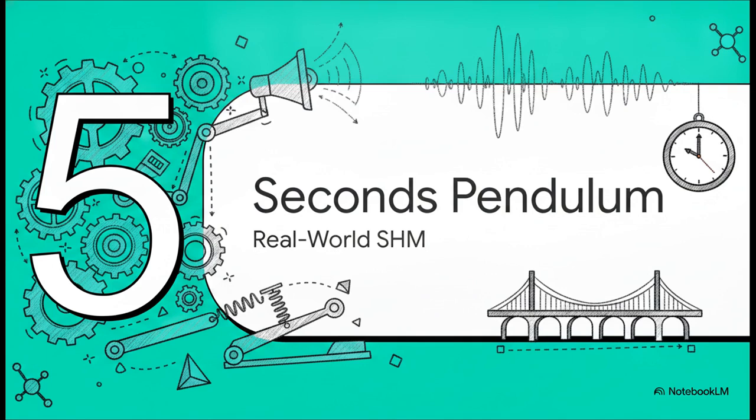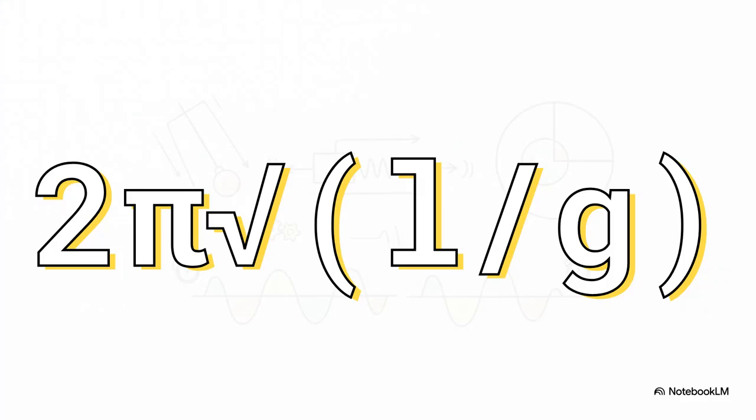Let's step away from the abstract formulas for a second and see how this builds the real world around you. If we take a simple pendulum, the formula for its time period is 2 pi times the square root of its length divided by gravity. By replacing our general math constants from earlier with real-world physical properties, like the actual physical length of a string and the downward pull of gravity, we can predict the exact timing of a swinging pendulum.